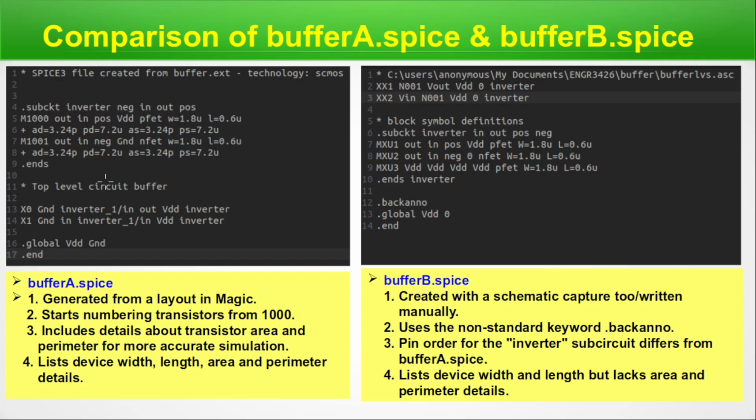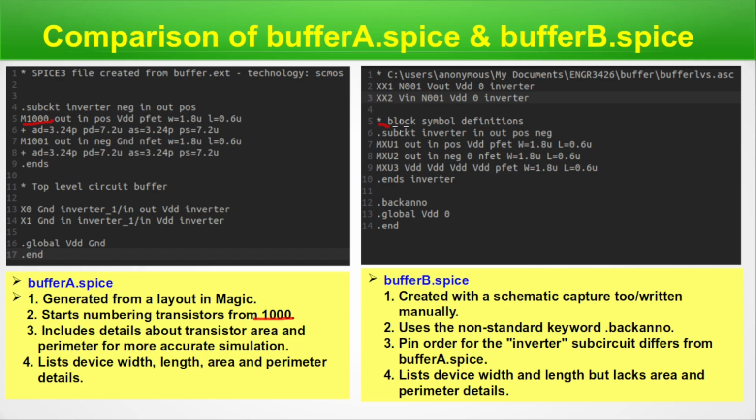First of all, the left one is generated from the layout in Magic, that is the layout extracted spice, and this one is from the schematic. Here the transistor numbering starts from 1000. It's a convention for the tool. This is the pin order, in which order the pins are mentioned. Now for the PFET, width and length, AD and PD are the drain diffusion area and perimeter, and here it's AS and PS, the area and perimeter of the source diffusion area. So these are the parameters mentioned in this spice file.